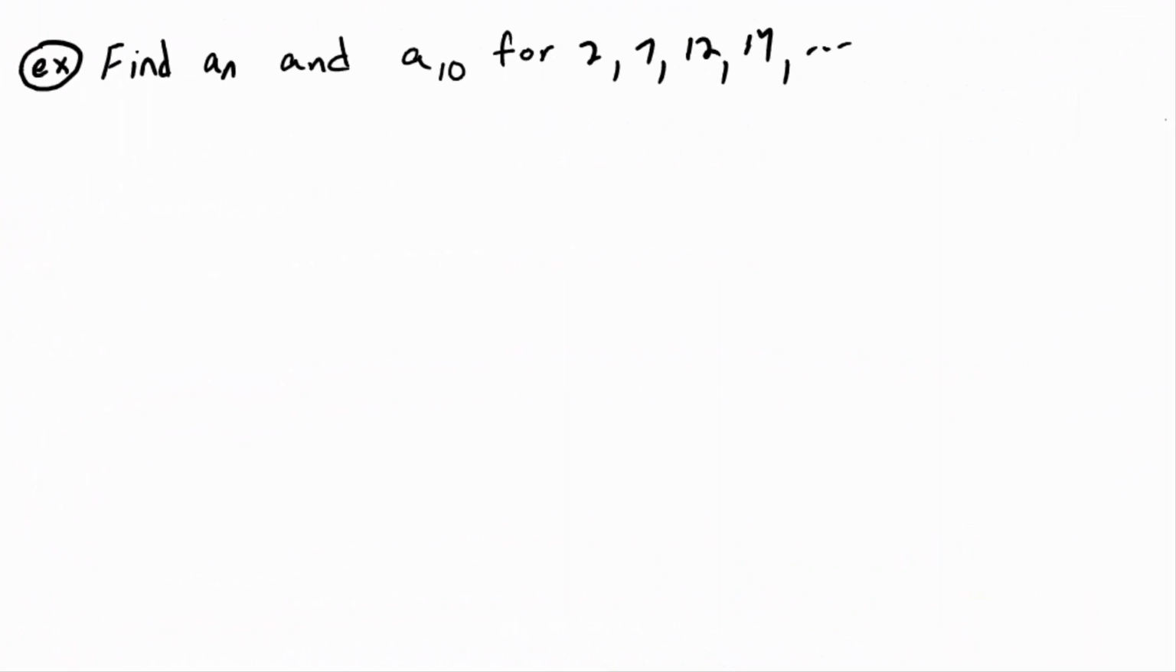In this example, let's find a sub n and a10 for the same sequence we had at the beginning, 2, 7, 12, 17. I already showed you one way to do this, so I want to use the explicit formula we just came up with as an alternative method. So a sub n, remember, just write it down every time you use it. You'll have it memorized in no time. a1 plus n minus 1 times d. You do have to memorize it for the exam. You can forget about it after the class.